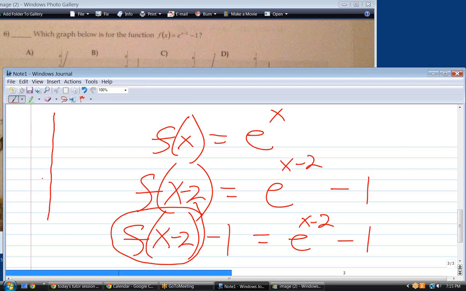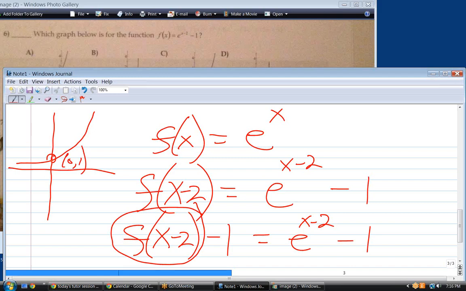So I'm going to take my standard e to the x curve. And what is this point right there? 0, 1. I'm going to move that point, because at this point it's the only point I know that's on the curve. I'm going to move it 2 units to the right and 1 unit down.